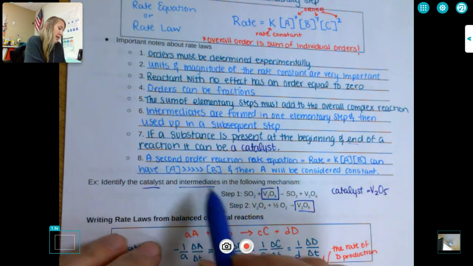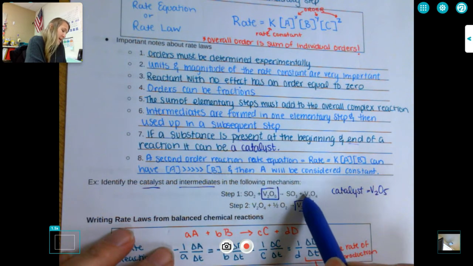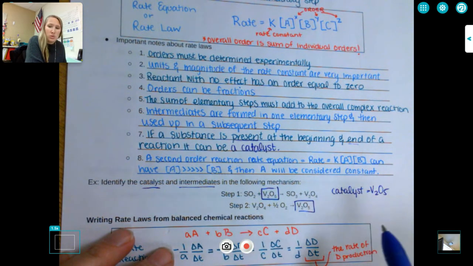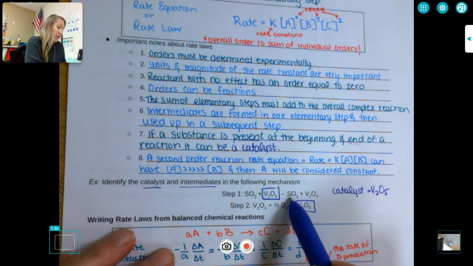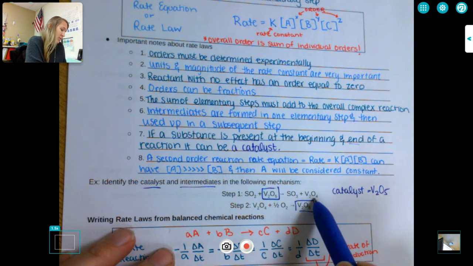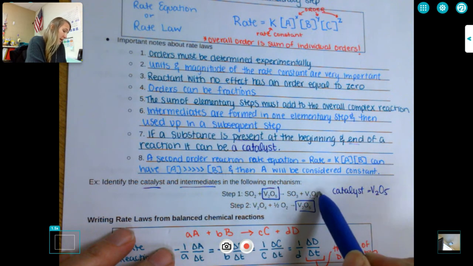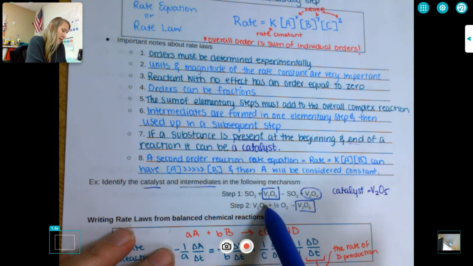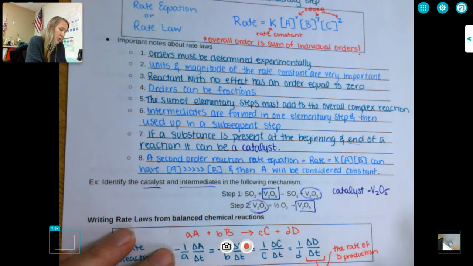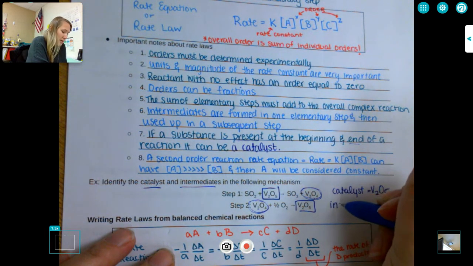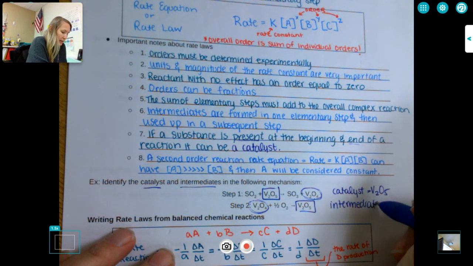V2O5. An intermediate gets made in one elementary step and then used up in the next. So I look at my first reaction, I make SO3 and V2O4. I look to see, do either one of those get used up in my second reaction, or are they reactants? And I do. I have V2O4 gets made and then used right away. So that's an intermediate. V2O4.